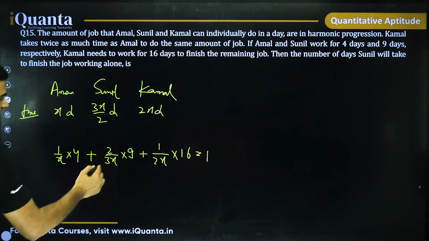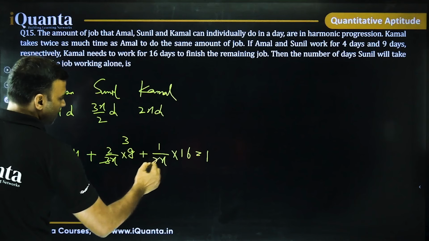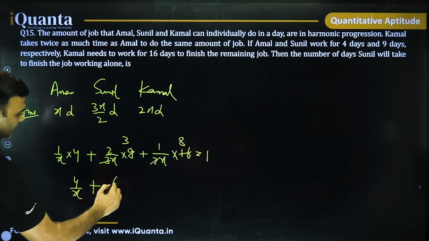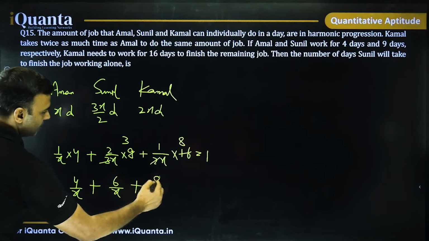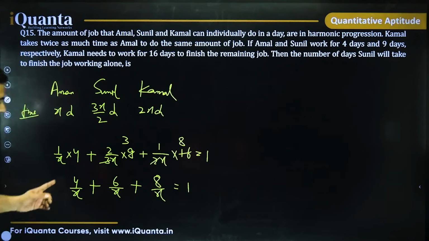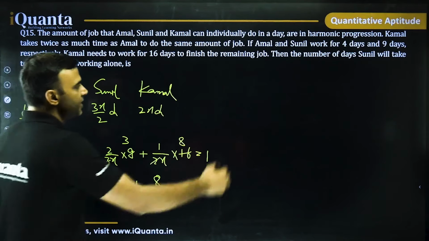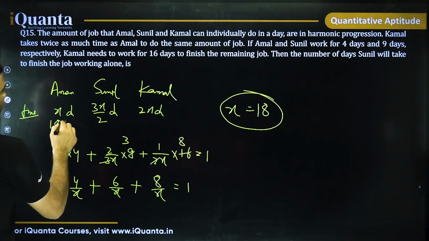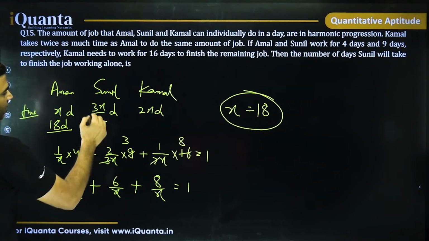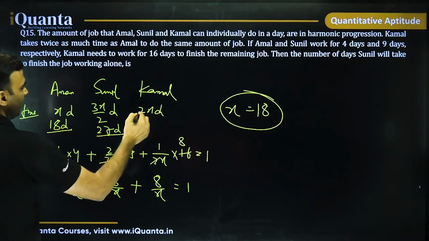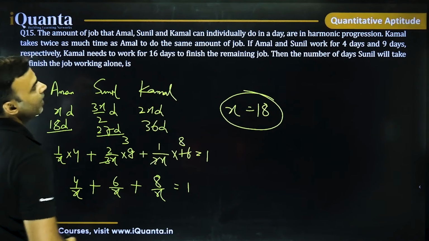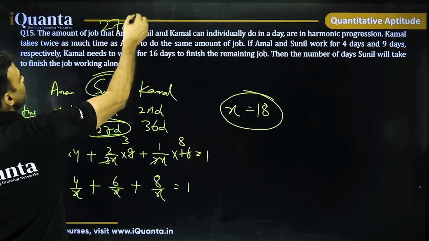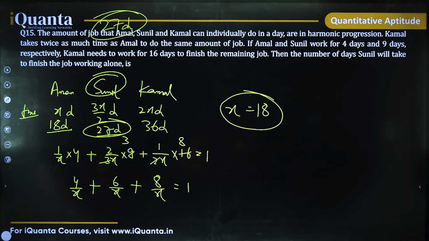Just simplify carefully. So 3 cancels 9 3 times, 2 cancels 16 8 times. So what we have is 4 by X plus 6 by X plus 8 by X, that is equal to 1. So 4 and 6, 10 and 8, 18 by X is equal to 1, so X is equal to 18. So X is 18 days, so this will become 18 by 2, 9 into 3, 27 days, this will become 18 into 2, 36 days. We need Sunil, Sunil takes 27 days, so the answer of this question is 27 days. That's a good question.